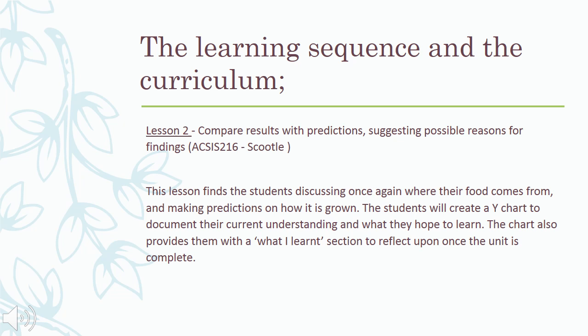Lesson 2's learning intention is to compare results with predictions, suggesting possible reasons for findings. In this lesson, the students will find themselves discussing once again where their food comes from and making predictions on how it is grown. The students will create a Y chart to document their current understanding and what they hope to learn. The chart also provides them with a What I Want to Learn section to reflect upon once the unit is complete. This Y chart is a terrific opportunity for the students to create their own pathways and assess themselves on what they need to find out for future lessons to be able to complete their task.